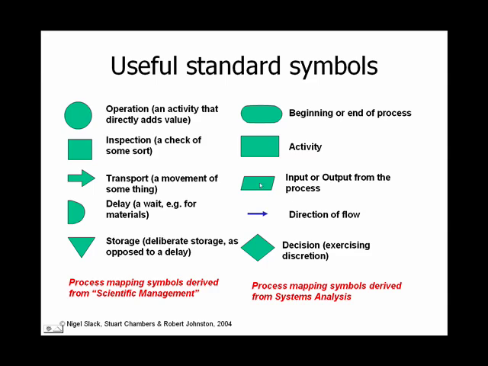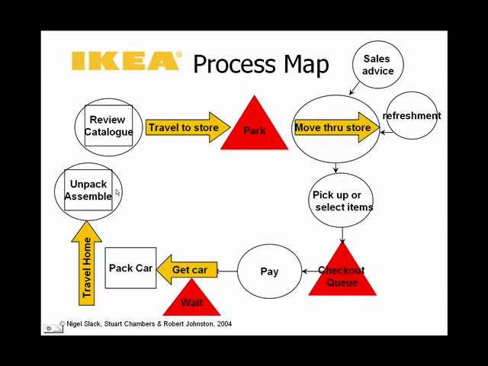So we can have circles for an operation that directly adds value. We've got a square for an inspection, transport, storage, etc. Sometimes we have to make a decision, or the customer has to make a decision. So you can see here that pretty much anything that's not a circle is not adding value. So straight away that gives you an idea about how you can maybe re-engineer your processes to get better speed, better quality, better dependability, etc. and obviously lower cost. So here's an example of an IKEA process map.